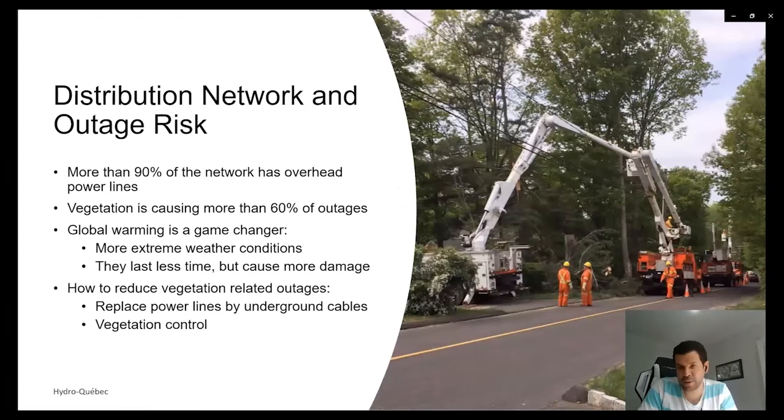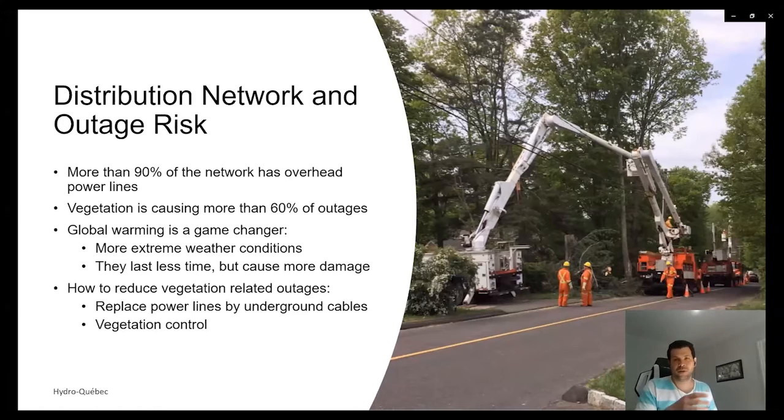For HydroQuebec, 90% of our network is aerial. And I guess it's almost the same for other power utilities, because building an underground network costs 10 to 100 times more than building rural or overhead power lines. So for us it's 90%. And the problem with the overhead power lines is when you have trees or branches that are close to your network, so most of your outages are because of the vegetation.